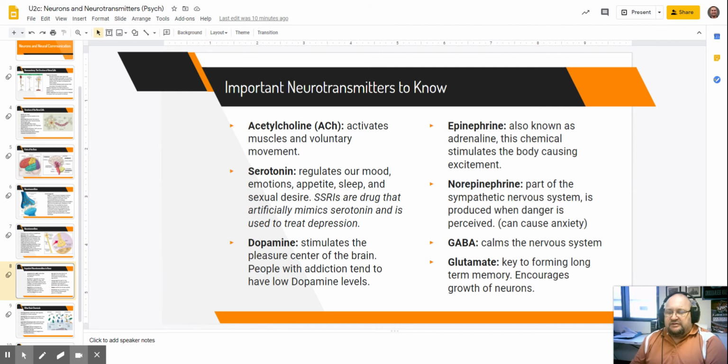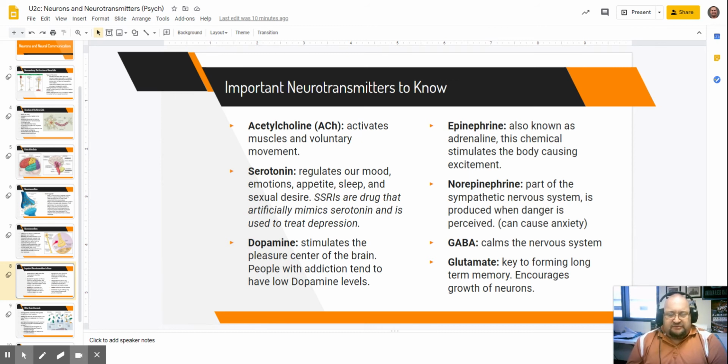Another neurotransmitter you need to know, epinephrine. We also call this adrenaline. This is what causes your body to automatically respond in fight, flight, or freeze. So if you've ever been startled and suddenly your heart's beating really fast, that's because your body's released epinephrine, or adrenaline. The opposite of epinephrine is what we call norepinephrine.